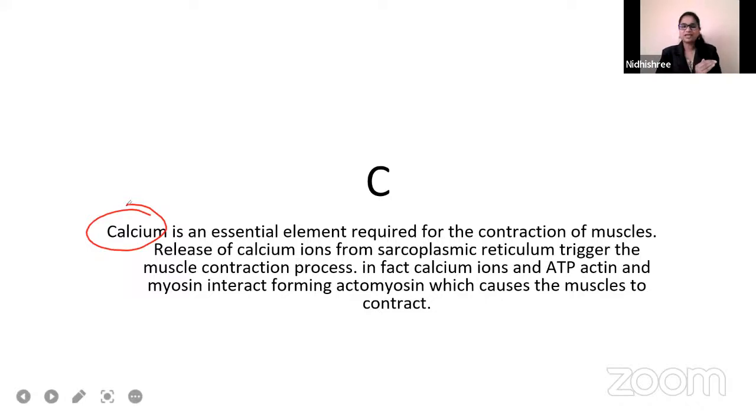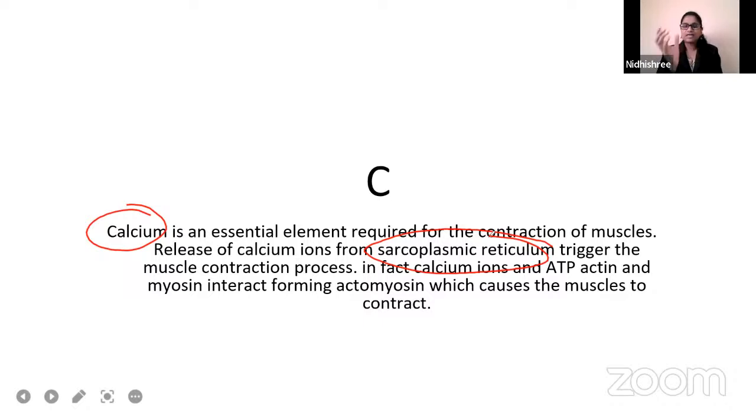Who releases it? From which site will the calcium ions be released? It is released by the sarcoplasmic reticulum. Sarcoplasmic reticulum is the endoplasmic reticulum present in muscles. The endoplasmic reticulum in muscles is called the sarcoplasmic reticulum.